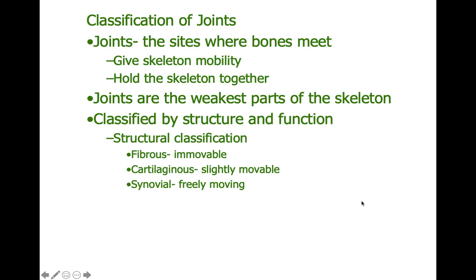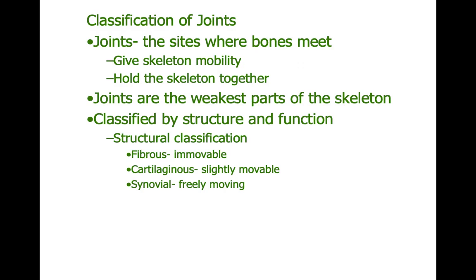Last lecture we talked about our structural classification of joints. You'll notice that for each structural classification, I also give you a functional description. So let's go through these again to make sure we realize what the structure is that's going to be holding these joints together. In a fibrous joint, it's going to be typically fibrous irregular connective tissue.